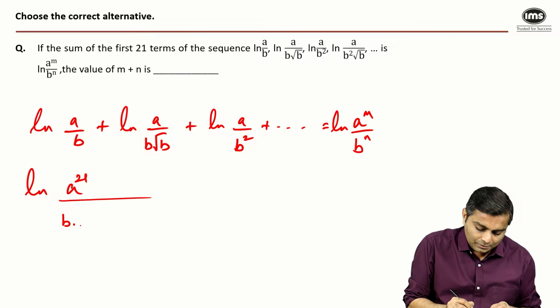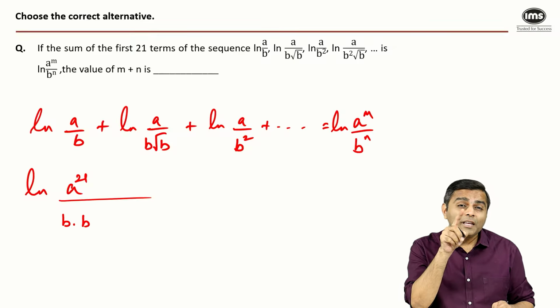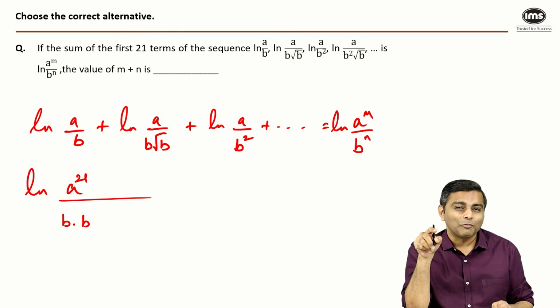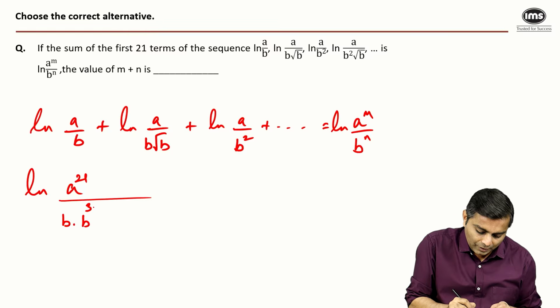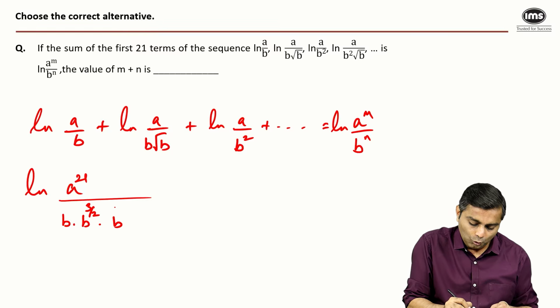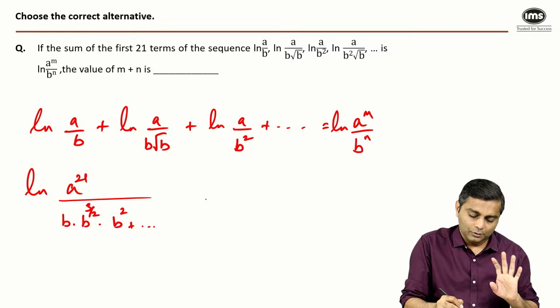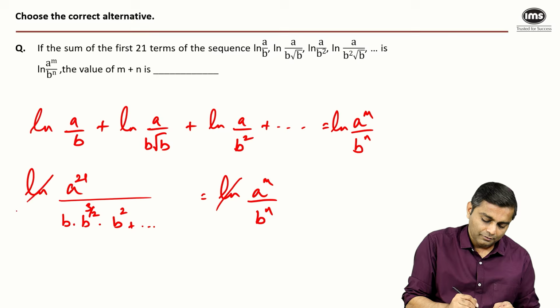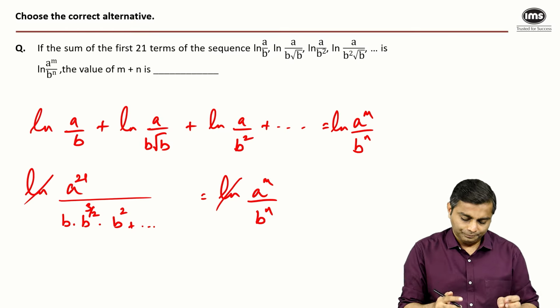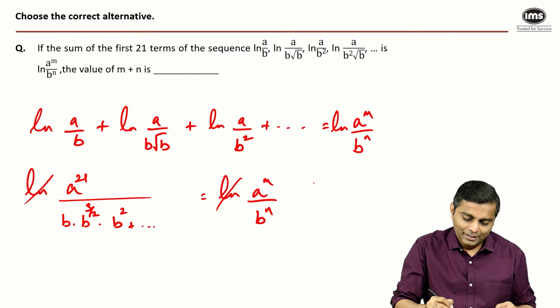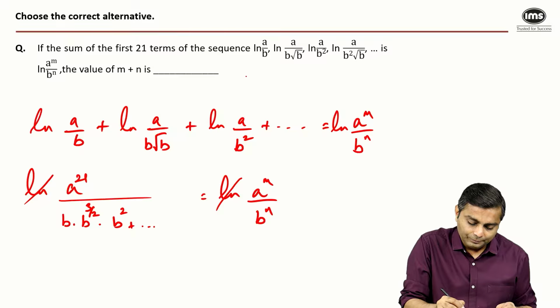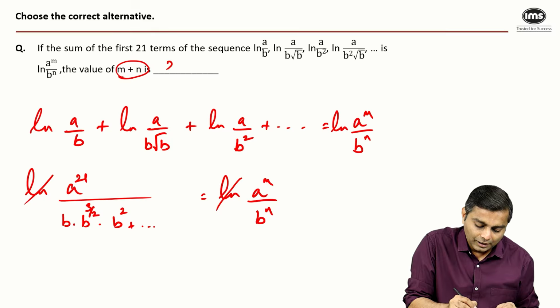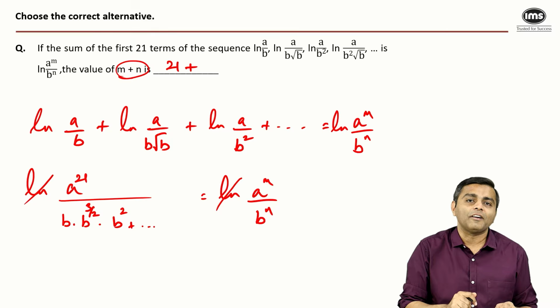And B root B is B raised to 1 and B raised to half. So 1 plus half is 3 by 2. So B raised to 3 by 2 into B raised to 2 and so on and so forth. Now this is equal to ln of A raised to M upon B raised to N. Obviously now we can send ln also home. A raised to 21, A raised to M. So M is clearly 21. So this guy here, there is a 21 plus we will have to figure out the value of N.